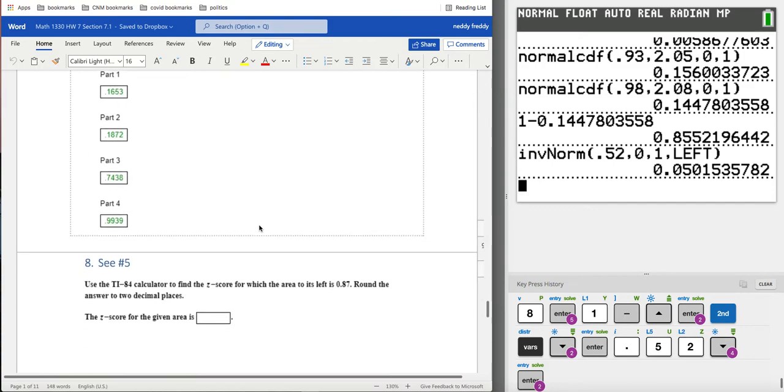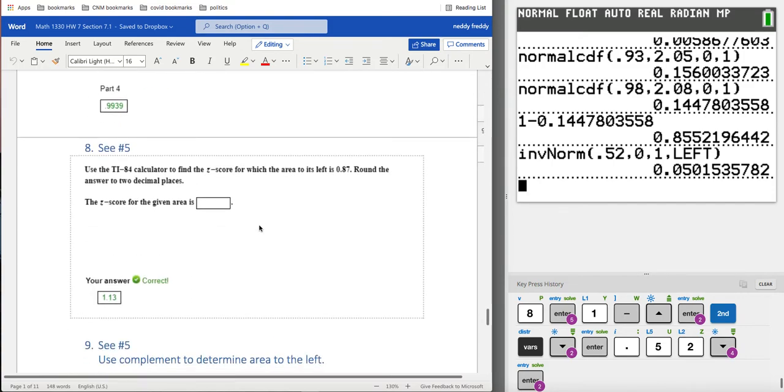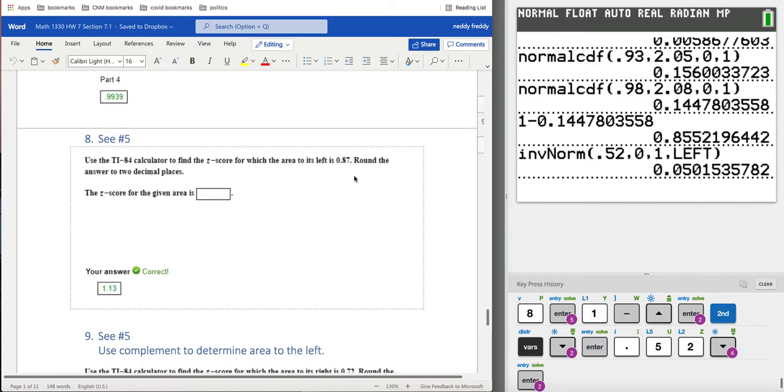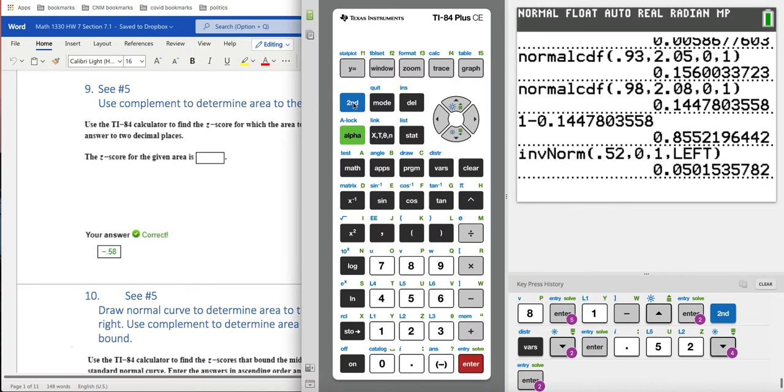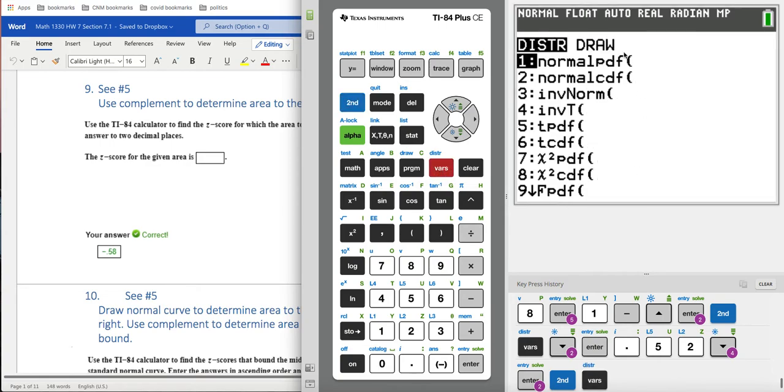Looking for another one that is like this. Z-score for area to the left, 0.87. That's the same. Here we've got z-score for area to the right is 0.72. So since the calculator can only do area to the left, we have to calculate the area to the left from the area to the right.